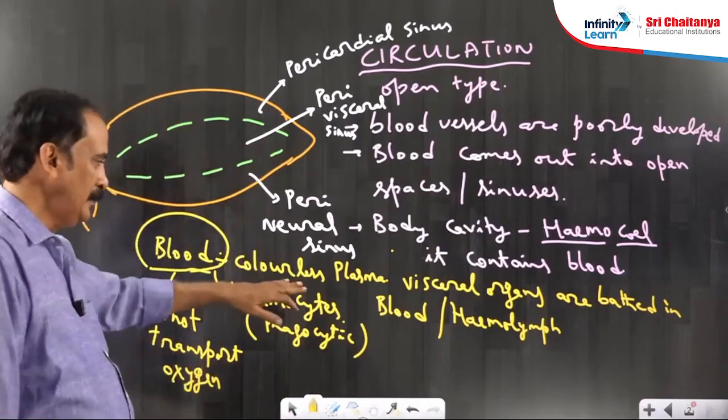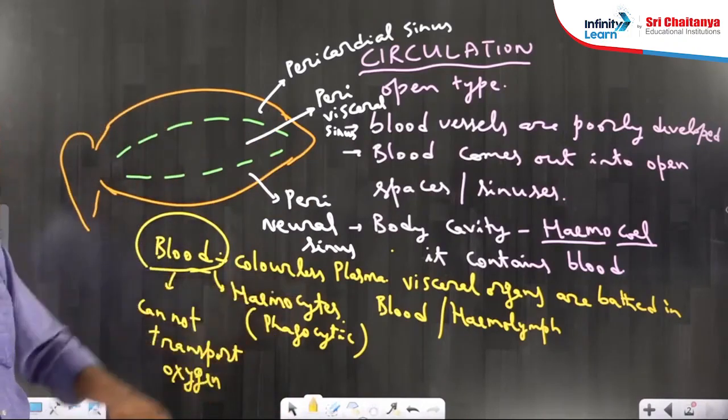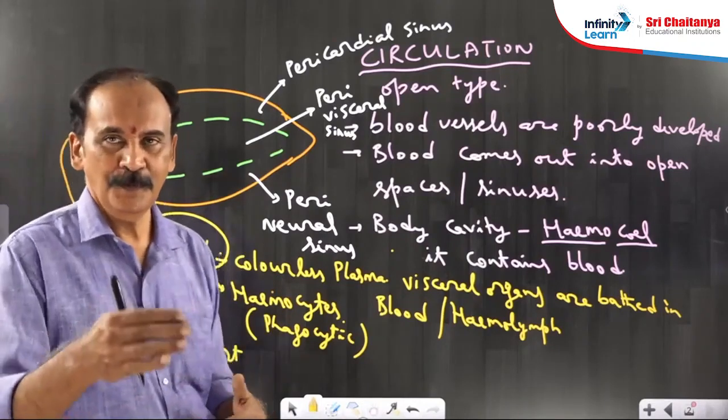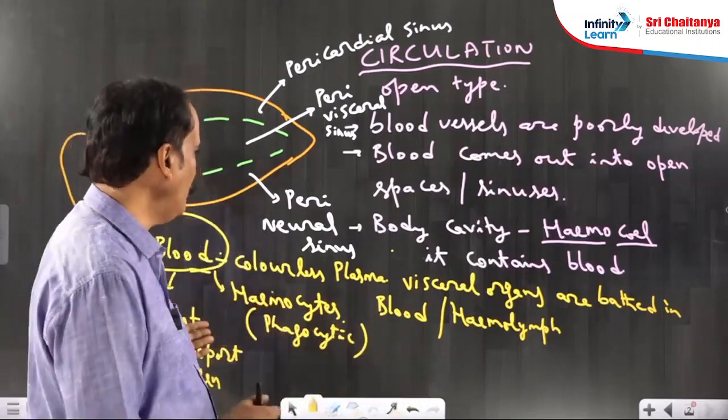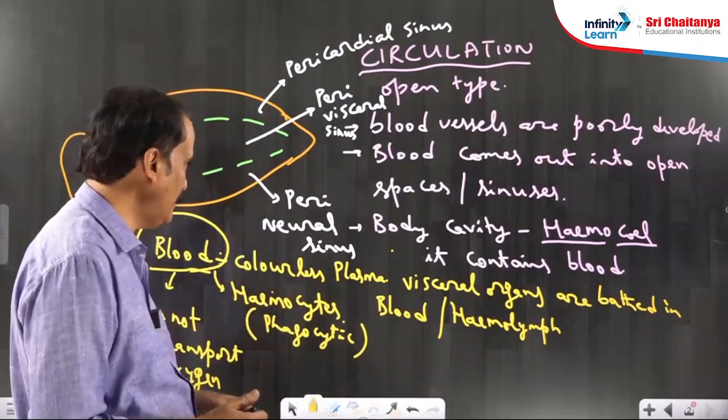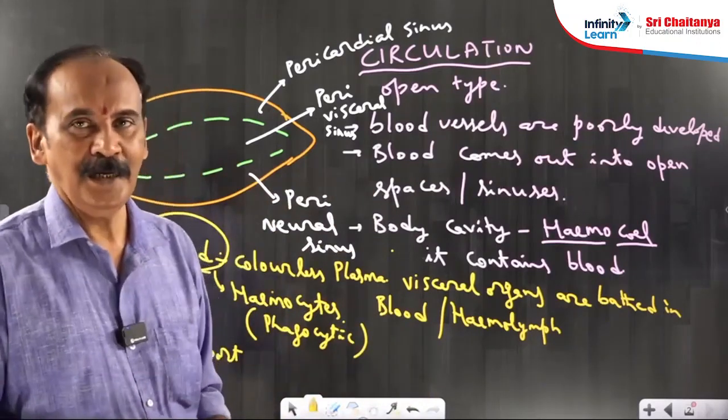So blood in cockroach is colorless, that's why we refer to it as hemolymph, right? So plasma is not having any pigment. It has cells called hemocytes helping as phagocytic structures. The third component is the heart.